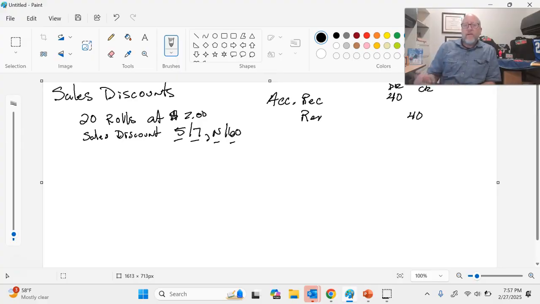So if within a few days the customer decides to pay, then the cash that we receive isn't going to be $40. It's going to be $40 less the 5% discount. So let's see what this looks like. I am going to credit, actually, I apologize. I am going to debit cash, and it's not going to be $40. The cash that I'm going to receive is 95% of $40, otherwise known as $38.